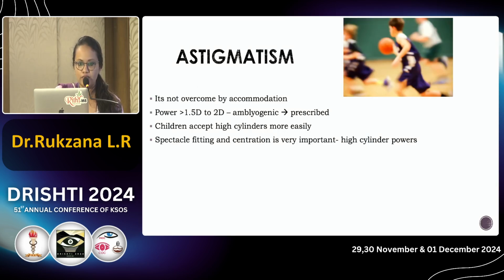In astigmatism, it's not overcome by accommodation. Hence, power of more than 1.5 diopter to 2 diopter can be amblyogenic and it should be prescribed. Children usually accept high cylinders more easily. So spectacle fittings and centration are very important in high cylindrical powers.